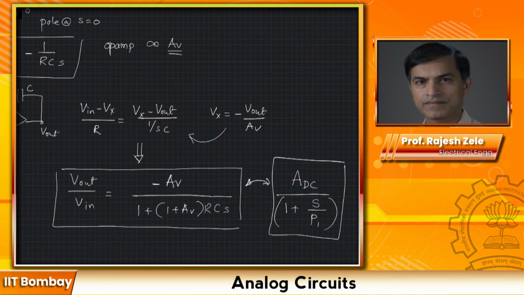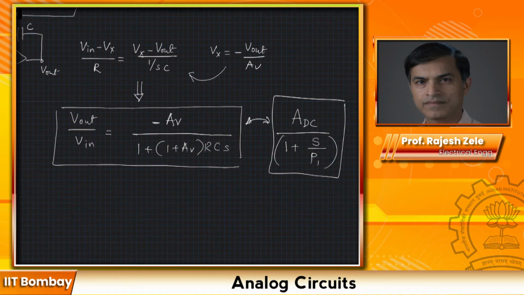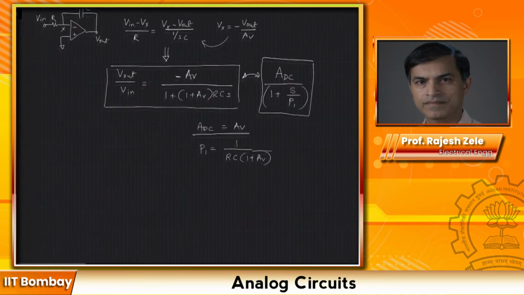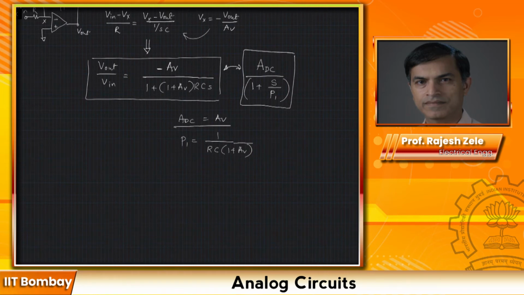This is telling you that if I compare these two, then ADC is equal to AV, that's our large gain, and the location of the pole, now we have a pole location P1, which is equal to 1 over RC times 1 plus AV. There is a reason I'm making this point to you. It will all fall in place if you bear with me just for a second.